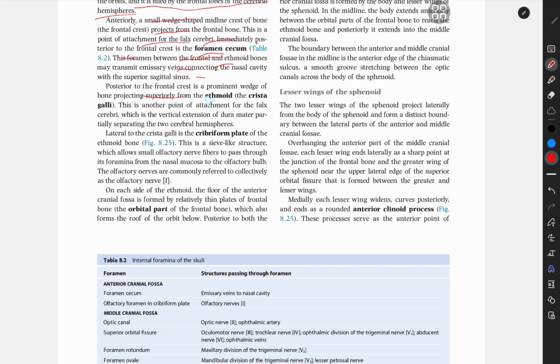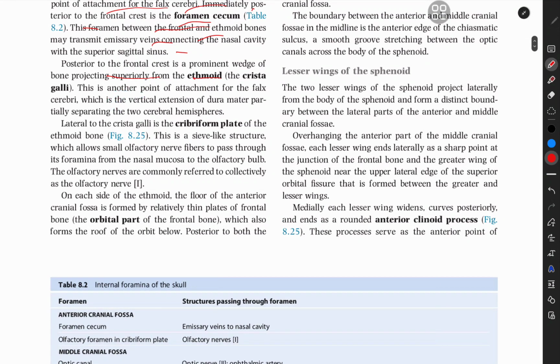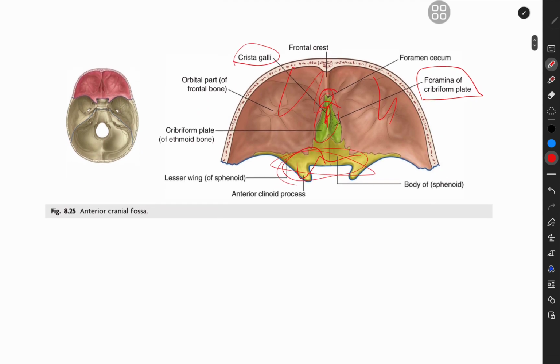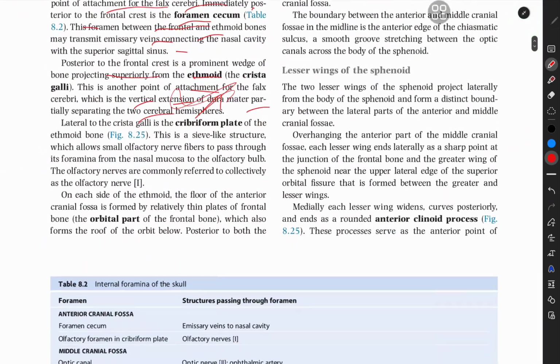Posterior to the frontal crest is the prominent wedge of bone projecting superiorly from the ethmoid, the crista galli, another point of attachment for the falx cerebri, which is the vertical extension of the dura mater. Dura mater, we don't need to know this, but the crista galli we need to know. This is the foramen of the cribriform plate, and this is the crista galli, and this is the anterior part, labeled here.